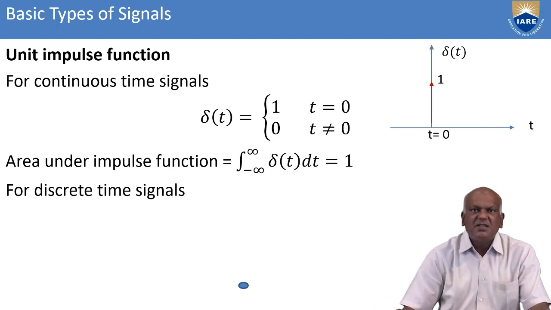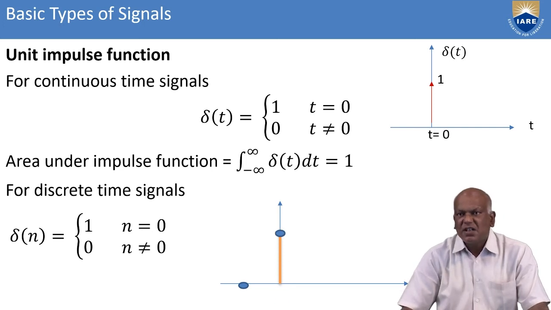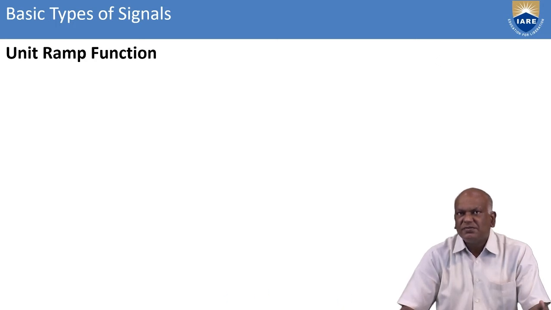For discrete time signals, we define delta n equal to 1 for n equal to 0, and 0 for n not equal to 0. The graphical representation of the sample is given like this. For n equal to 0, we get a sample value. If n is not equal to 0, the sample values are all zeros.